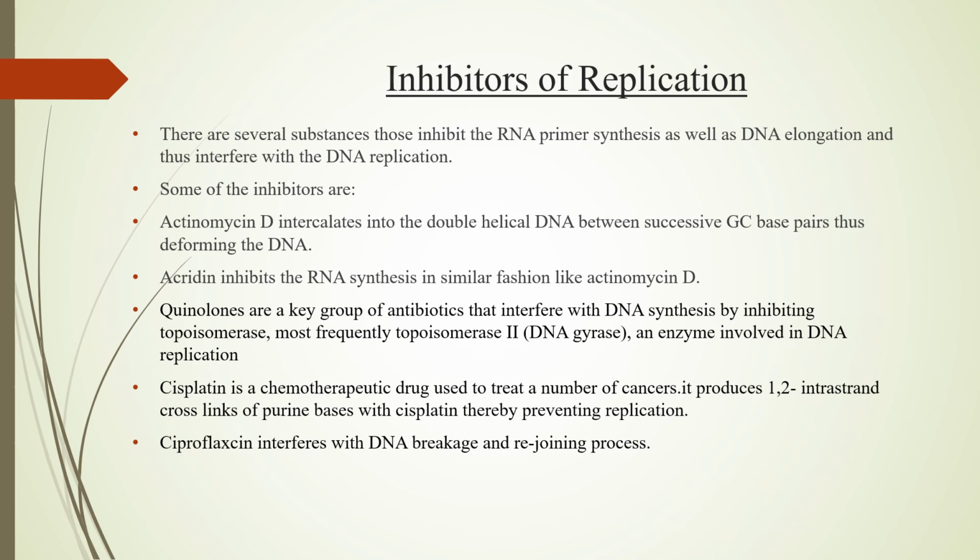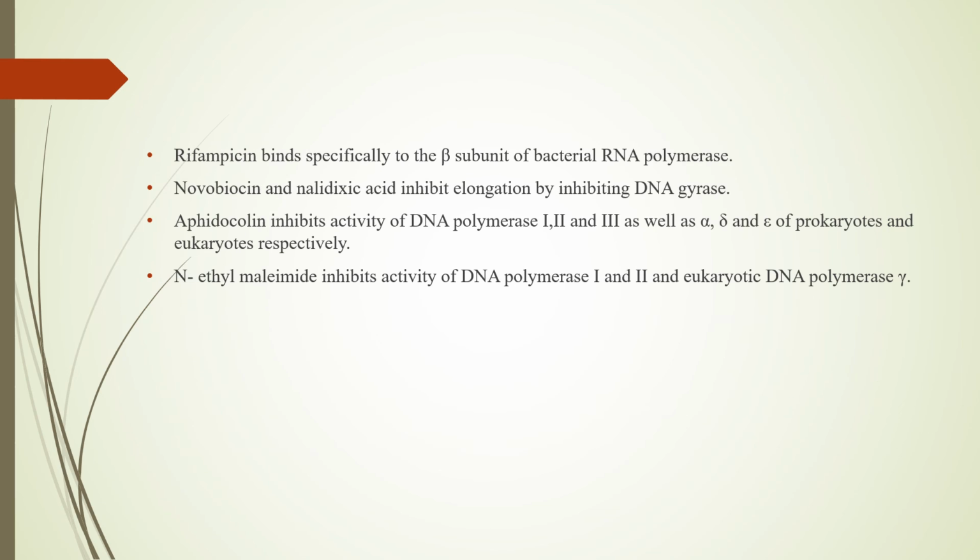Cisplatin is a chemotherapeutic drug. It is an anti-cancer drug which produces 1,2 intrastrand crosslinks of purine bases with cisplatin, thereby preventing replication. Ciprofloxacin interferes with the DNA breakage and rejoining process. Rifampicin binds specifically to the beta subunit of the bacterial RNA polymerase. Thus, DNA replication is inhibited by affecting the RNA primer synthesis.